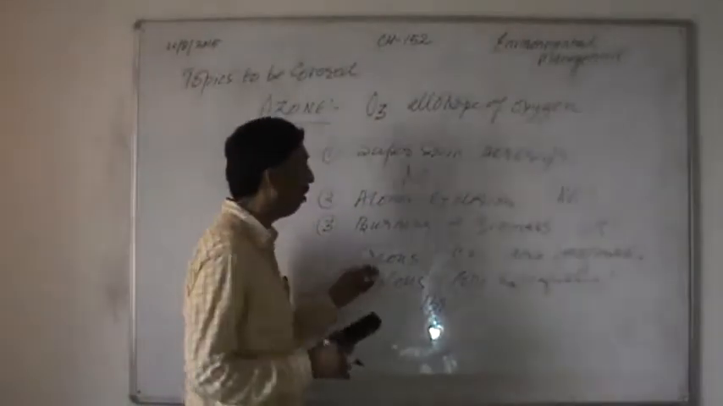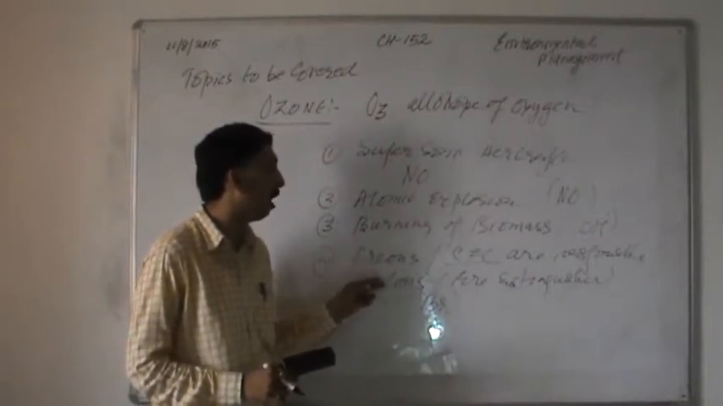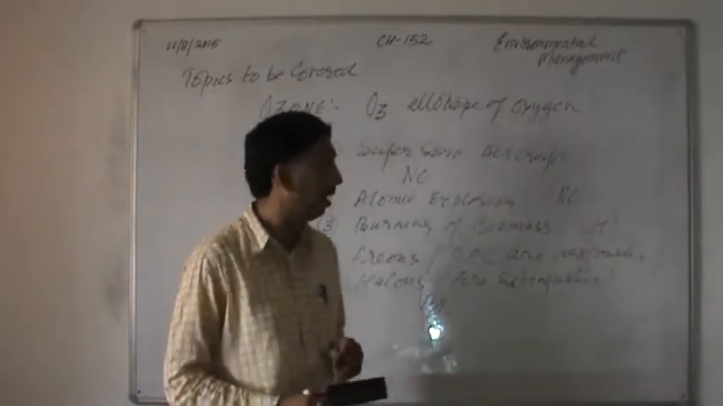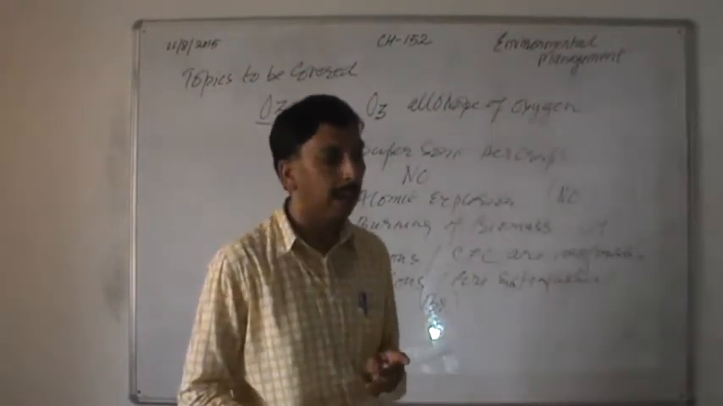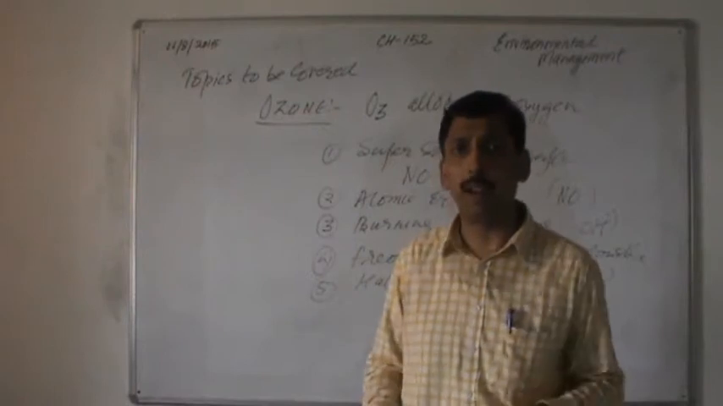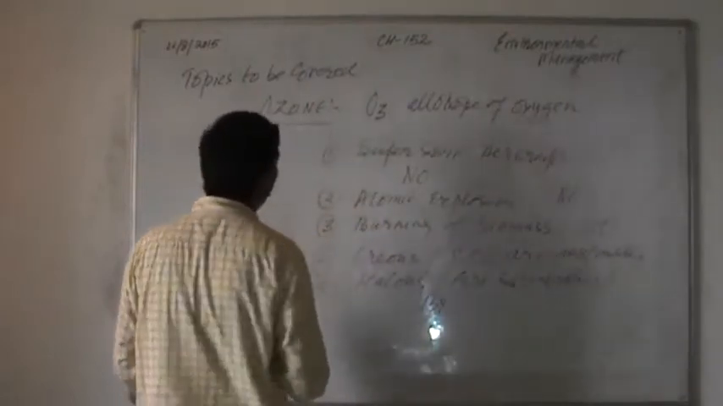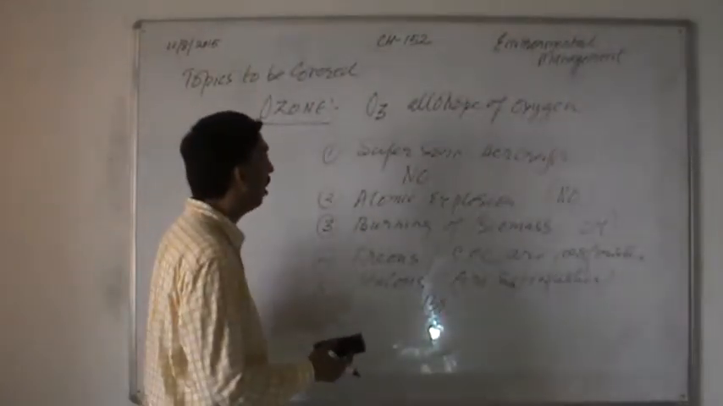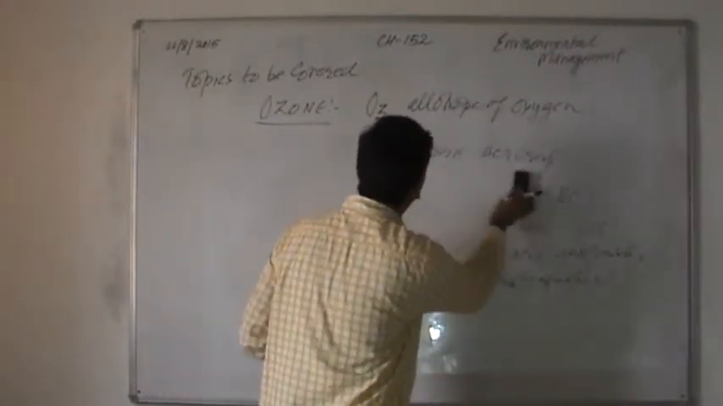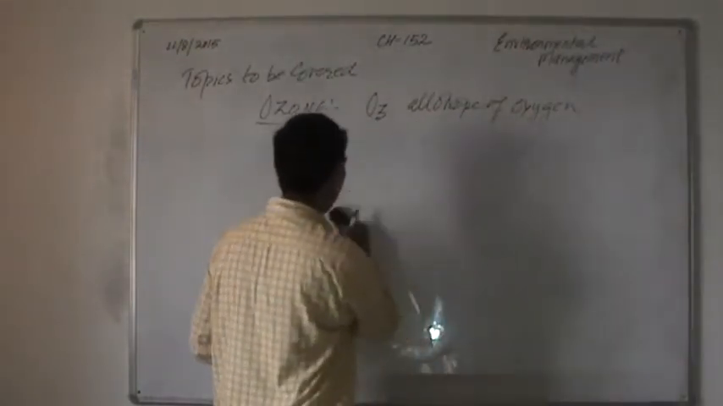Then we have seen freons. I discussed the detailed chemistry of freons, and how they are responsible for damage of the ozone layer. The halons, which are used as fire extinguishers, contain bromine, and bromine is about 10 times more powerful in damaging the ozone layer as compared to the chlorine atom present in freon. Therefore, these are some of the factors responsible for the depletion of the ozone layer. We'll discuss each of them one by one, and how it causes great damage to the ozone layer.